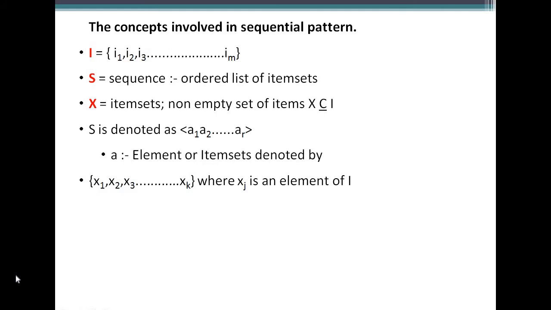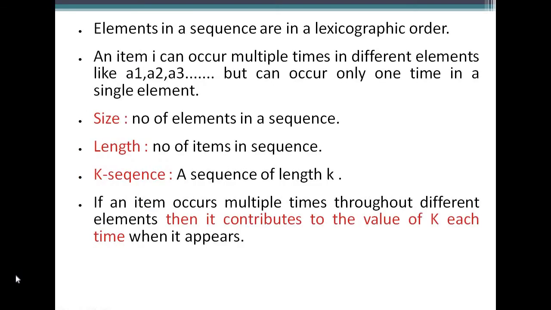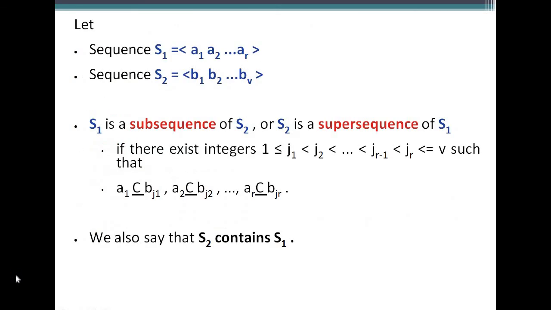So these A1, A2, A3 are the elements, and each element has a set of items from the item set. That is, A1 will have S1, S2, S3 or something, a group of items. A2 will again have some group of items. In that way, each element has a certain set of items, and A1 is an element, A2 is another element, A3 is another element in S. Now, let me show you the example. Just go through this example and we will go through the previous slide.